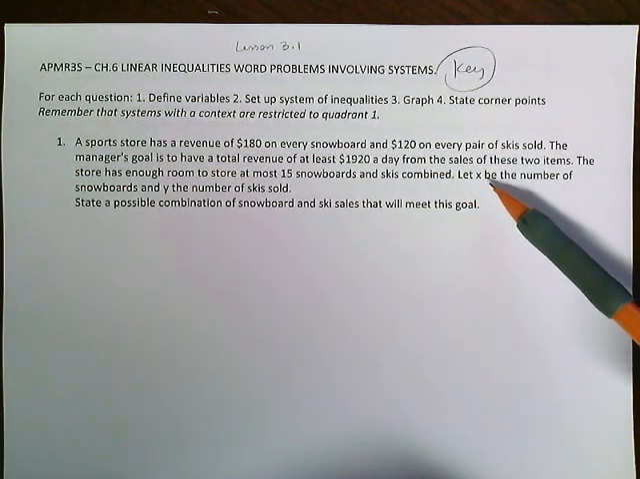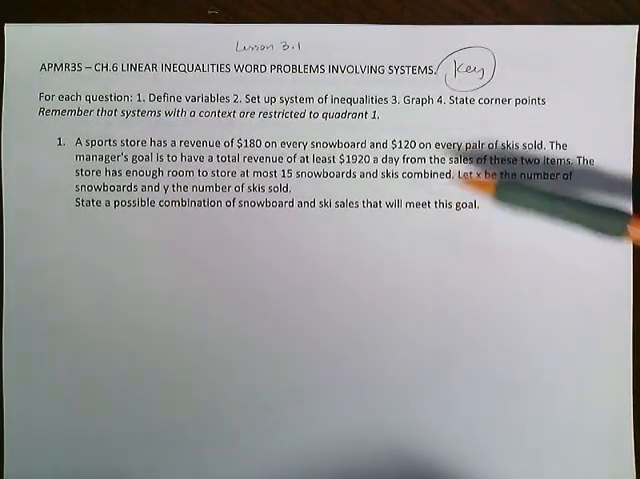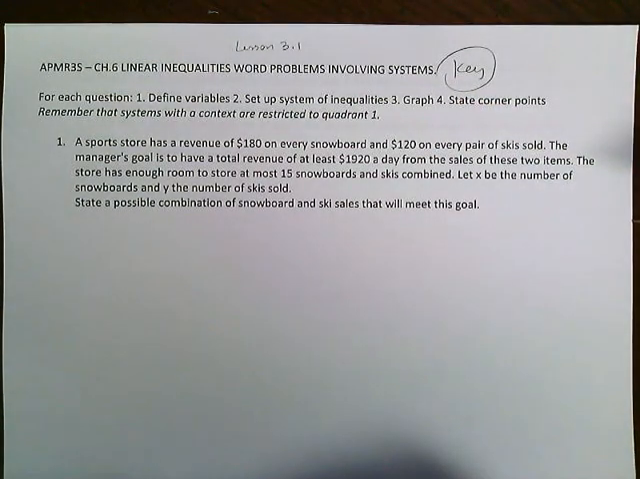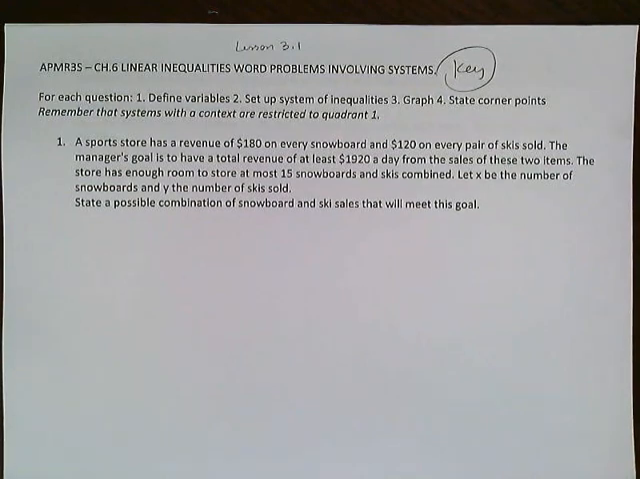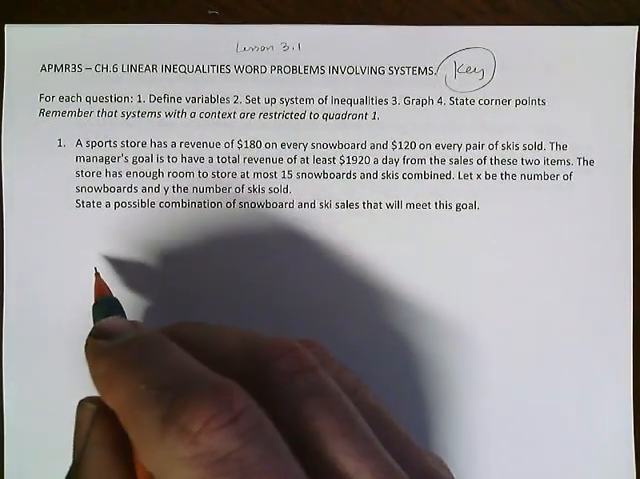And I'm helping you out a little bit. Let X be the number of snowboards and Y the number of skis sold. State a possible combination of snowboard and ski sales that will meet this goal. You have to graph it, okay? And I'm telling you here what to do before you even go ahead and do this. So you have to graph this and basically go through the steps that we've covered.